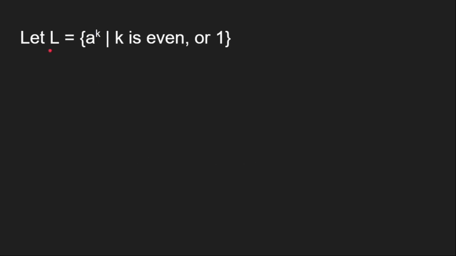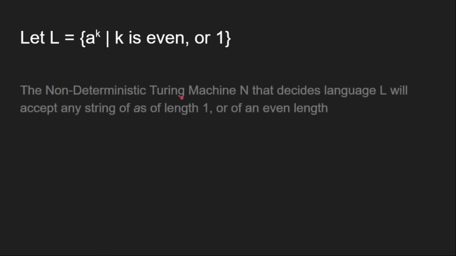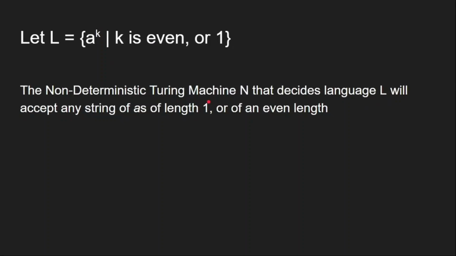Here's our example language L. The NTM that will accept L we will call N, and this will be our example non-deterministic Turing machine. L will consist of any string of A's of length 1 or of an even length. So examples will include 6 A's, 1 A, or an empty string, because 0 is an even number.